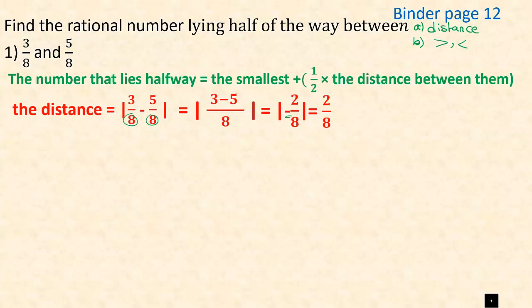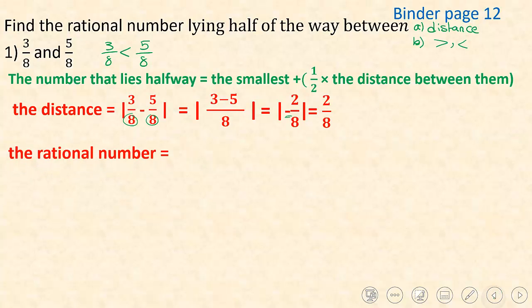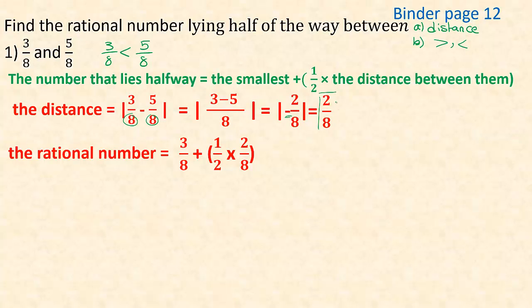Let's go now and see which number is greater and which number is smaller. As we can see here, 3 over 8 and 5 over 8. So 3 over 8 is less than 5 over 8. 3 over 8 is the smallest number and 5 over 8 is the greatest number. So if I want to find the number that lies half the way from the smallest side, I'm going to use 3 over 8. So this rational number is 3 over 8, which is the smallest number, plus, open a bracket, half times the distance that I have already calculated to be 2 over 8.